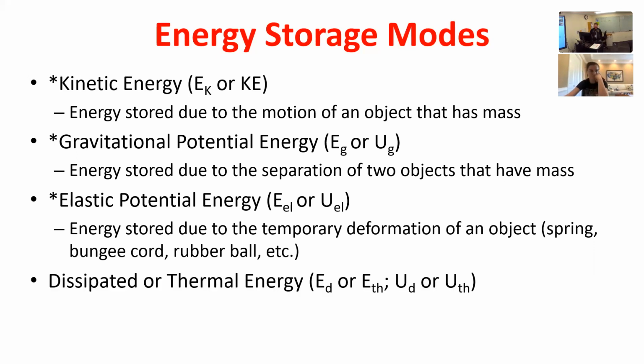All right, the next mode is sometimes called dissipated energy. Sometimes it's called thermal energy, because usually when it's dissipated or lost, it's lost as heat. But it could be sound, it could be light, it could be other things. Usually it's heat, but because it can be other things, sometimes they'll use dissipated instead of thermal. And so again, a variety of different abbreviations for it. It might be E for energy or U for potential energy. And the subscript might be D for dissipated or TH for thermal. So lots of ways you could see it. All of them are acceptable, so you can pick and choose which ones stick better in your memory.